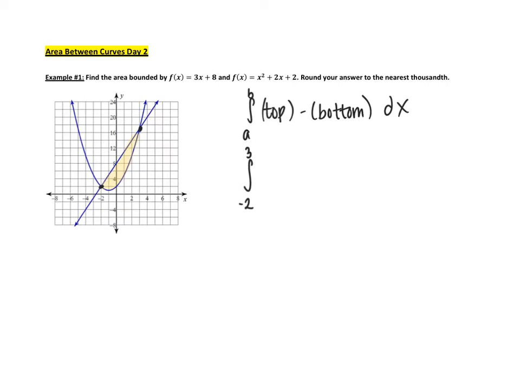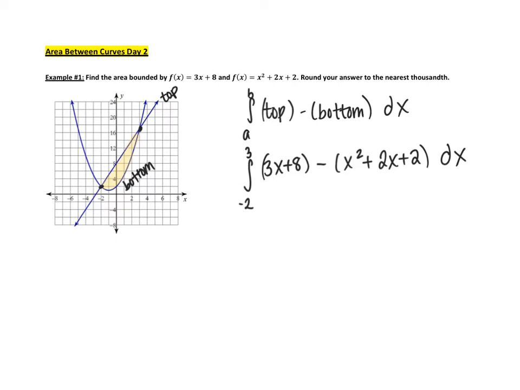And then you can put your top equation, but you have to see, is the line on top or is the parabola on top? Well, it's kind of clear here. This line is on top, and the bottom, which is down here, is the curve, or the quadratic. So my top is 3x plus 8, and my bottom is my quadratic, x squared plus 2x plus 2, dx. And you can simplify that and type it in.